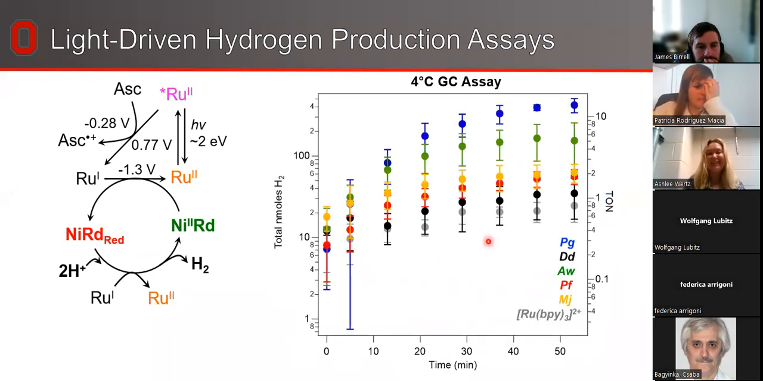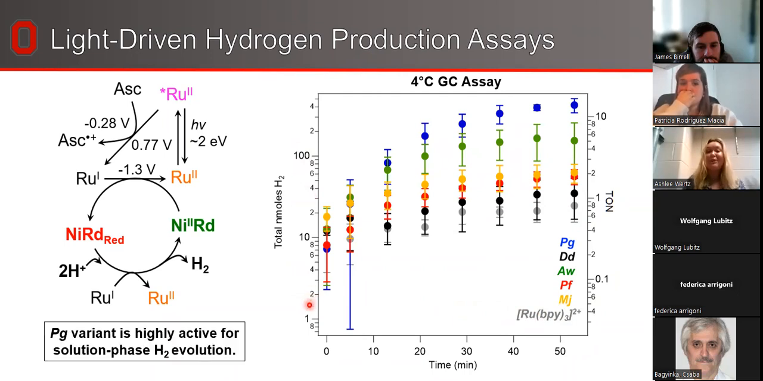However, we were very excited to see that these new variants are very active for solution phase hydrogen production, with log scale now on the y-axis. In particular, this PG variant is highly active for solution phase hydrogen evolution. So we hypothesize that perhaps this high activity is seen in solution but not really on an electrode because the PG variant is able to be very dynamic in solution. However, activity may be constrained when it's on an electrode surface.